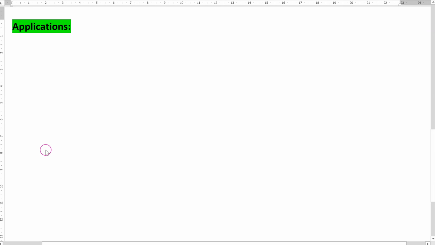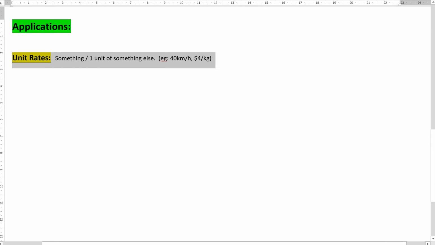Now, let's check some applications. Applications, we have them everywhere. I just chose some at random, the most common ones that you're going to encounter. So one of them is going to be unit rates. A unit rate means something per 1 unit of something else, because it's a rate. So whatever per 1 unit of something else, that's a unit rate. That's where the unit word comes from, because it's one of the terms here, it's 1.